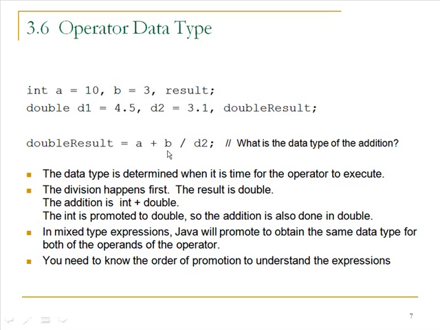The resultant data type is double, and then we have an int plus a double, which can't happen. So the int is promoted to a double, and the addition is also done in double. The result is a double, and the assignment is done in double. So you need to know the order of operation. If you have a float plus a double plus an int, what will be the resulting data type?